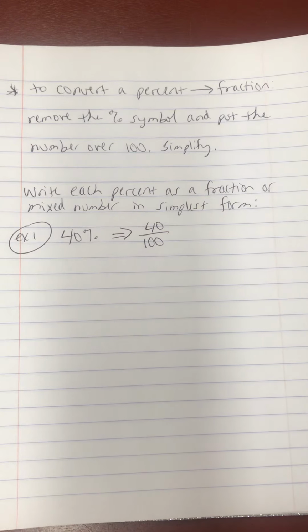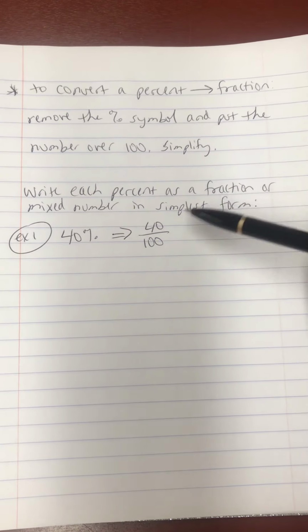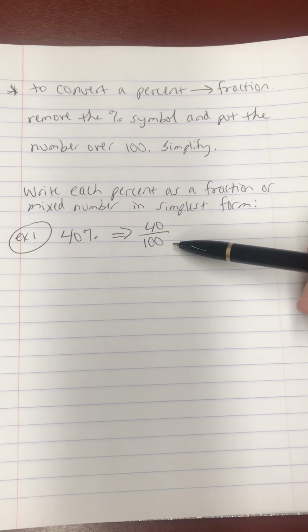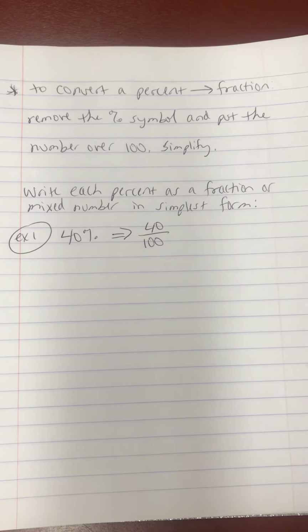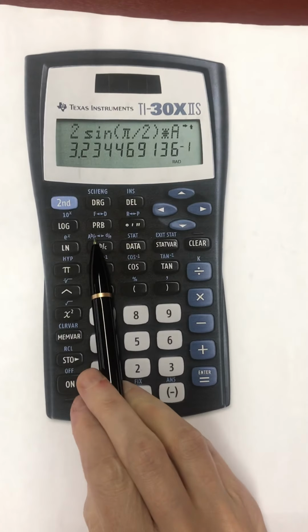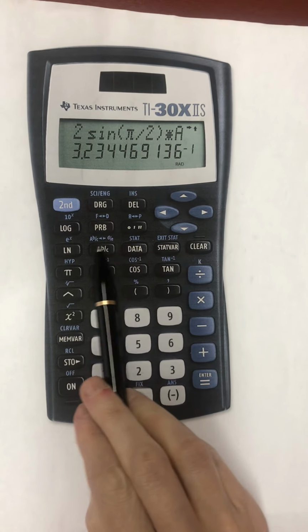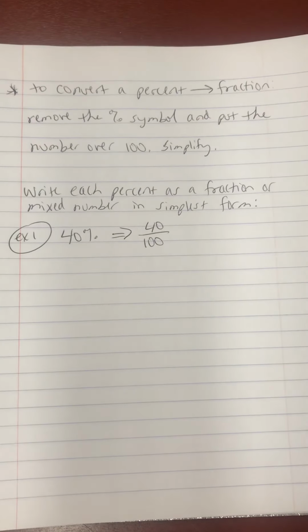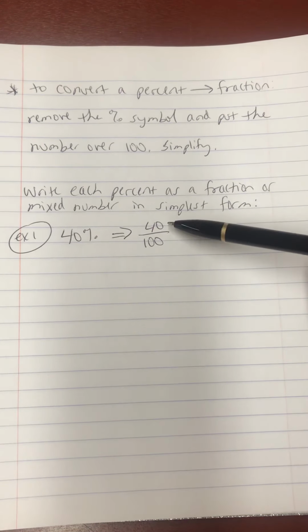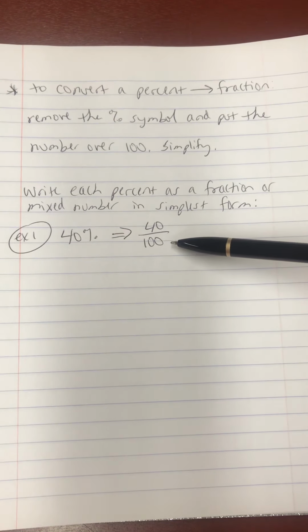Now you guys know by now, you are more than welcome at this point to go ahead and just put in 40 ABC 100 and then hit enter or equals. You may even want to put that number in and then do the second key right here. This key will simplify fractions for you. You can hit second ABC equals, and then it should simplify it for you. Or you could even do top divided by bottom, which gives you a decimal, and then you can just move the decimal over. We're going to talk about that in just a moment. So that's all up to you, however you want to do it.